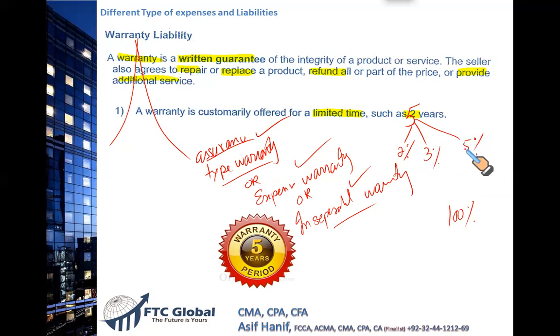So what do you think? You're going to charge 2% warranty expense in the first year, second year, third year? No. The matching concept says that if you sold an item in year one, the entire warranty expense must be booked now in year one. Since the sale is in year one, all the likely warranty expense in the coming years must be recorded as an expense right now.